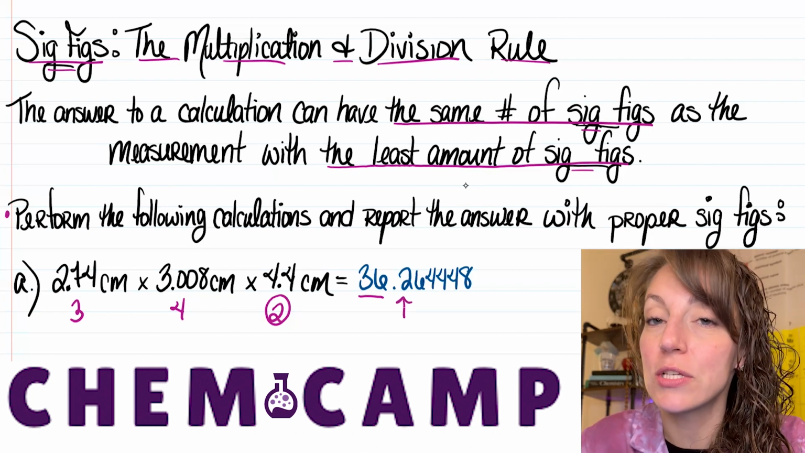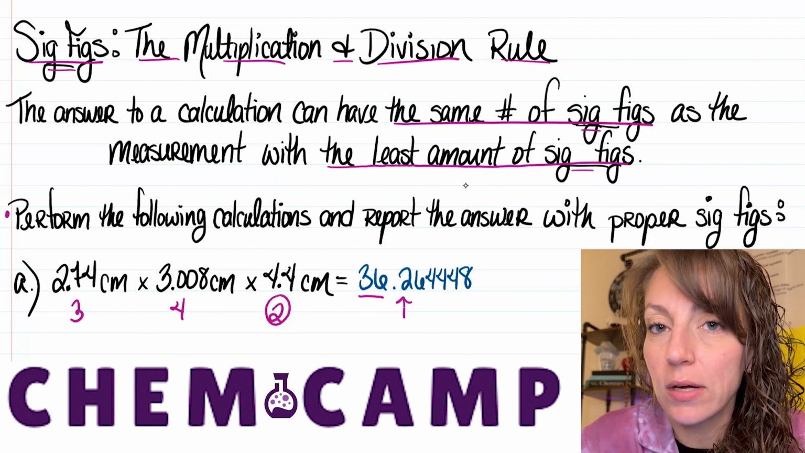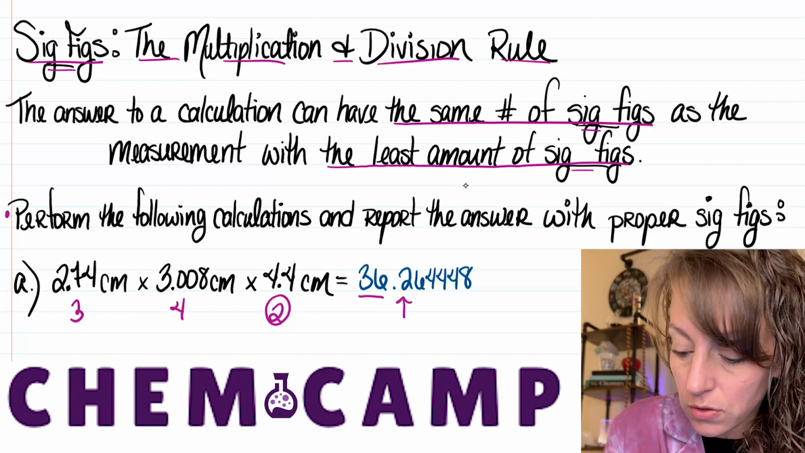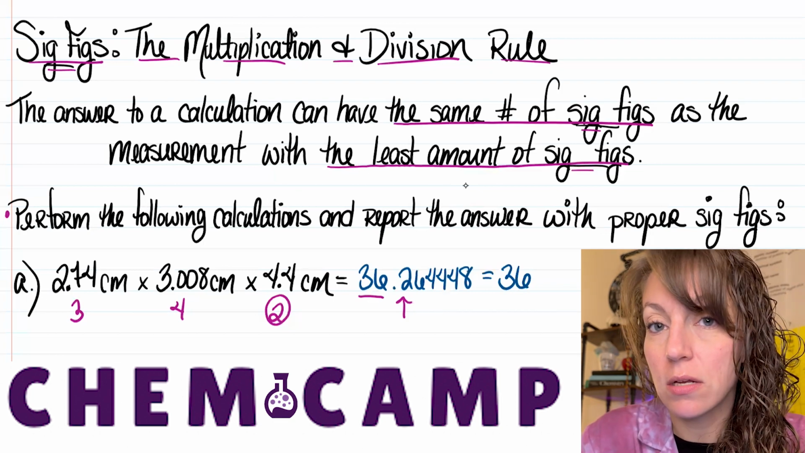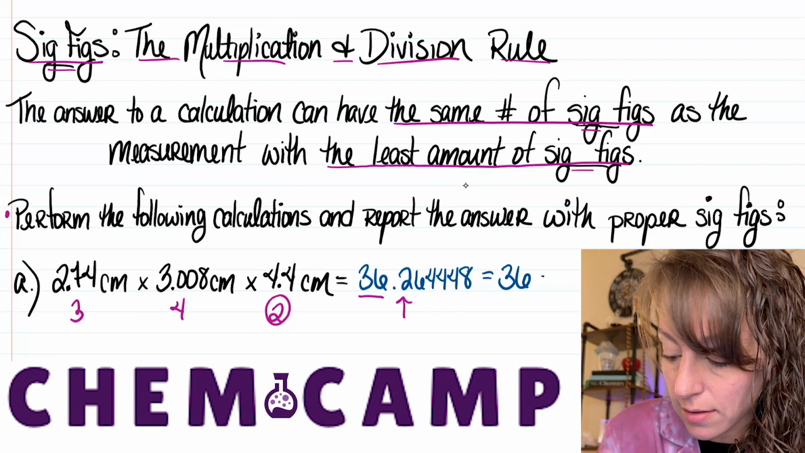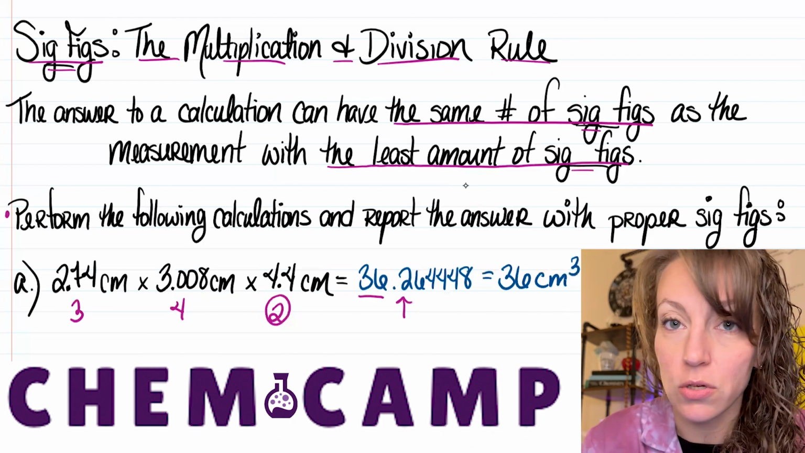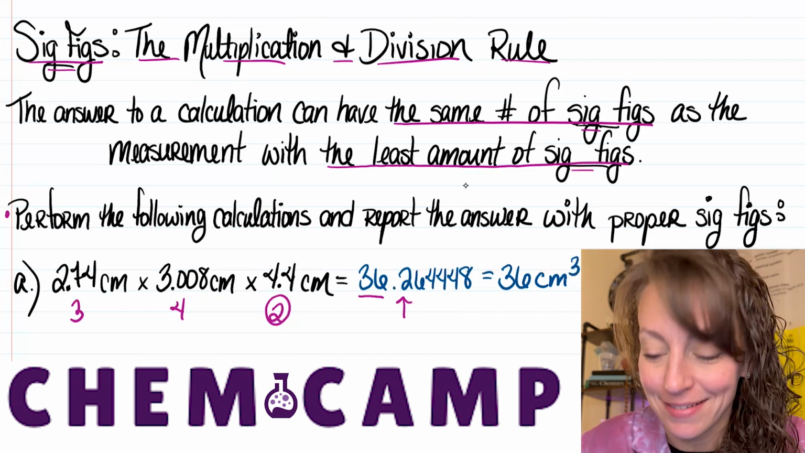It's a 2, which is less than 5, so we're going to round our answer to 36. And since we did centimeters times centimeters times centimeters, the unit on that answer should be centimeters cubed. Let's try B.